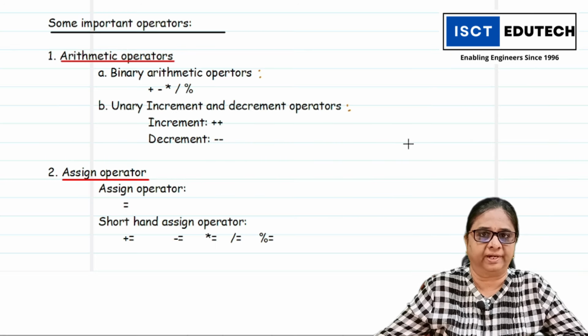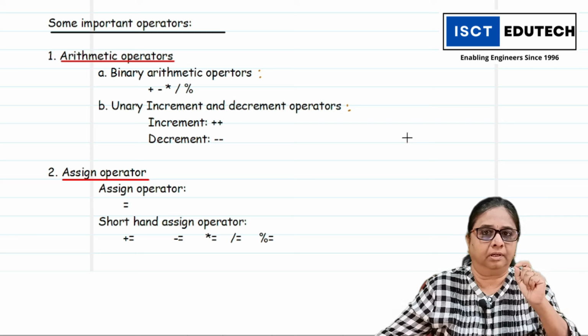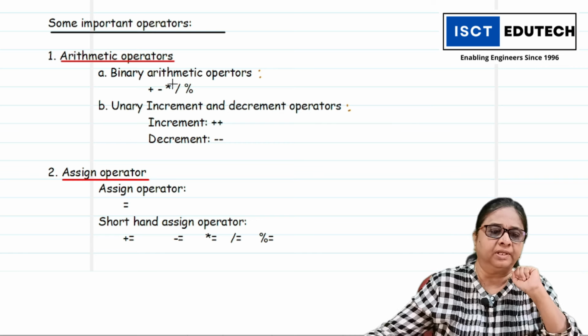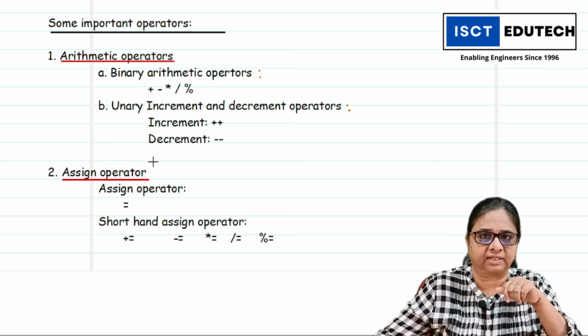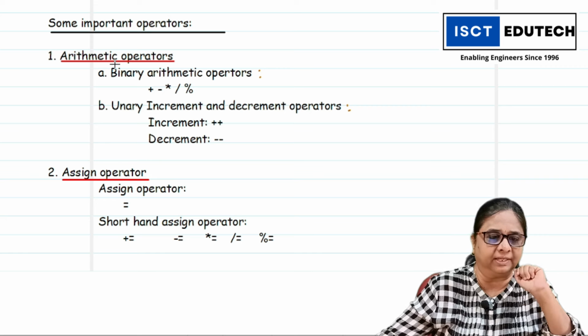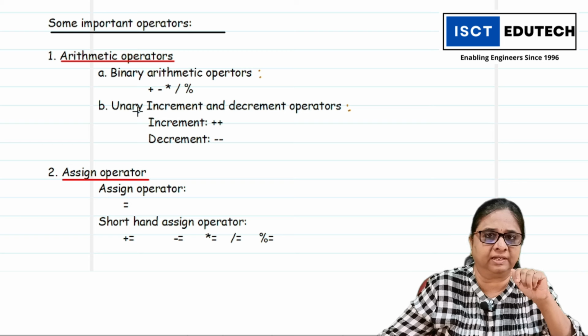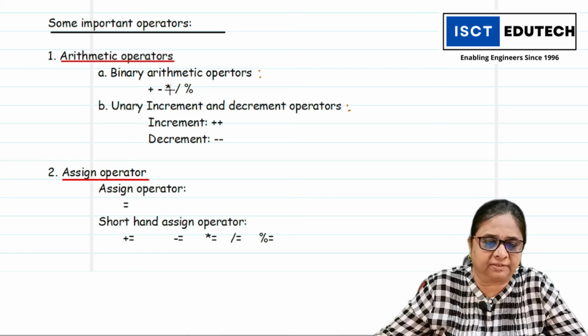The next topic is operators. Let's look at some of the operators of C language. The first one is known as the arithmetic operators, and the second one is the assign operator. We have already used arithmetic operators and assign operators. Let's see them again. The arithmetic operators are classified into two major categories: the binary arithmetic operator and the unary increment and decrement operator. What is this binary arithmetic operator?